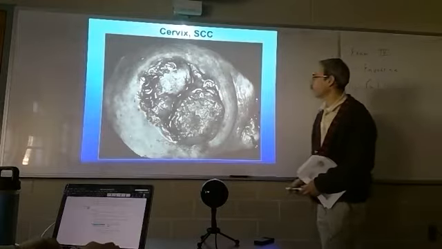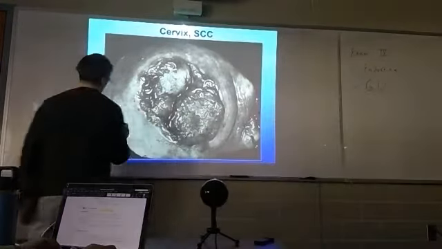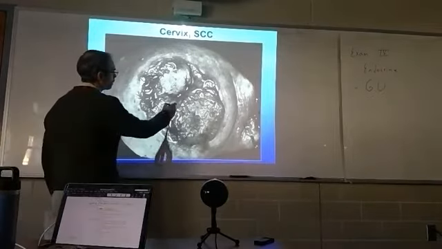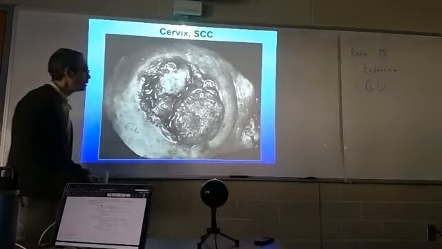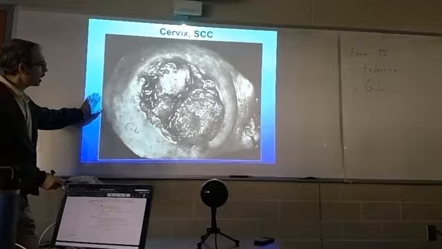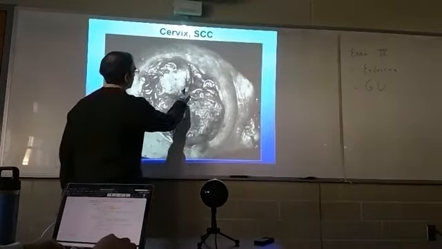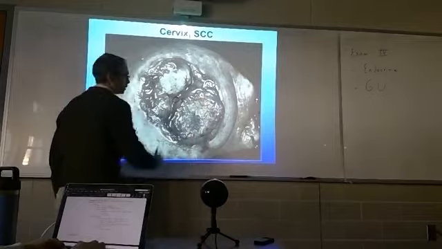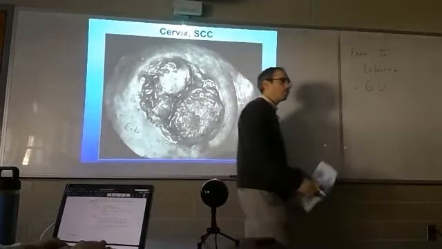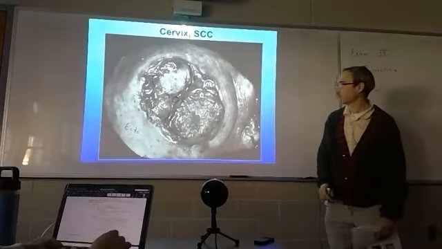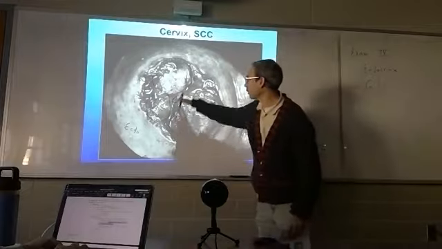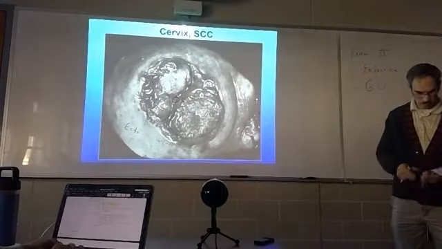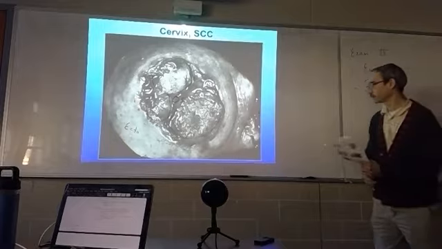Okay, this is what squamous cell carcinoma would look like. We've got the cervix here. This is the ectocervix right here. The cervical os should be right here. Again, you don't see the cervical os because it seems like it is filled with some nodular masses that you see here. Those nodular masses are squamous cell carcinoma. And this is kind of an advanced squamous cell carcinoma. That's what it would look like, mostly.